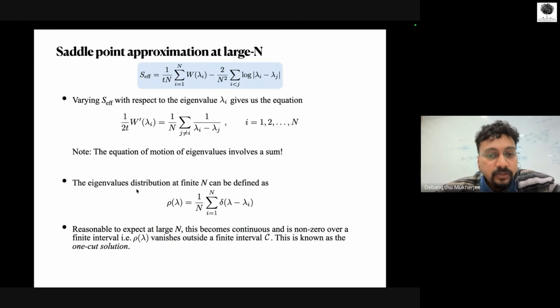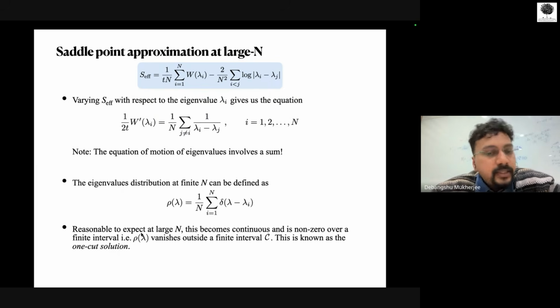Now, the eigenvalue distribution at finite n can be defined by something like this. This would be the most general naive definition of a density function that you can think of. It means that you are scanning over the interval where you can possibly find your eigenvalues, and every time you hit an eigenvalue, you have a counter that clicks. That's precisely what this delta function does.